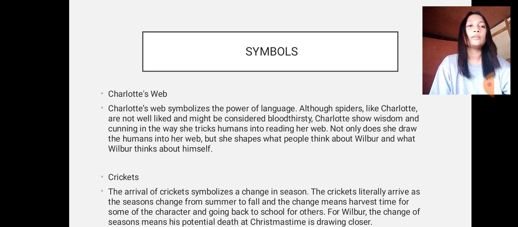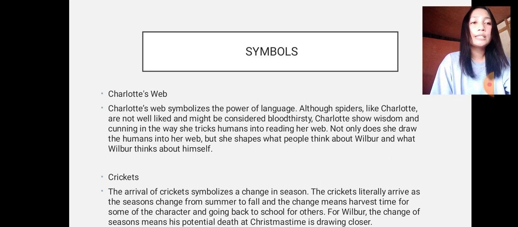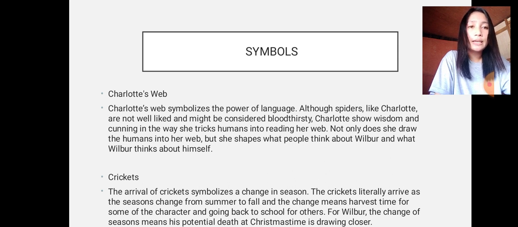So, the symbols of the story. Charlotte's web symbolizes the power of language. Although spiders like Charlotte are not well liked and might be considered bloodthirsty, Charlotte shows wisdom and cunning in the way she tricks humans into reading her web. Not only does she draw the humans into her web, but she shapes what people think about Wilbur and what Wilbur thinks about himself.